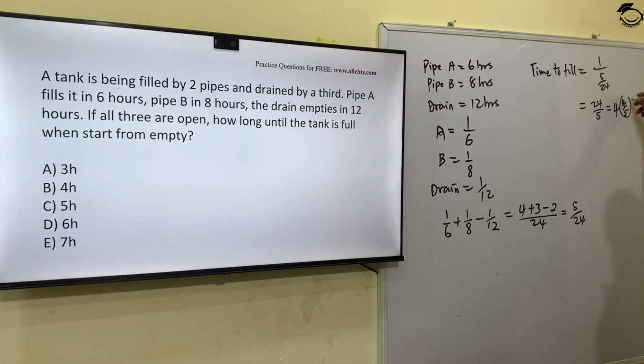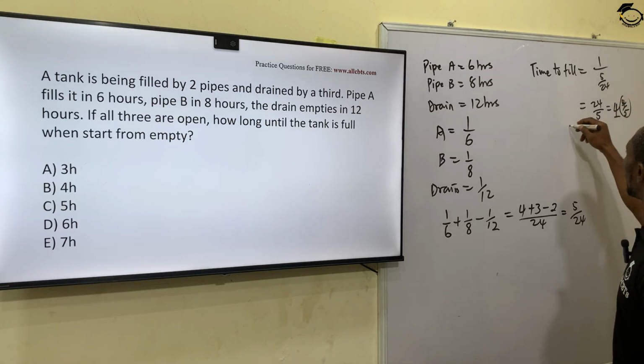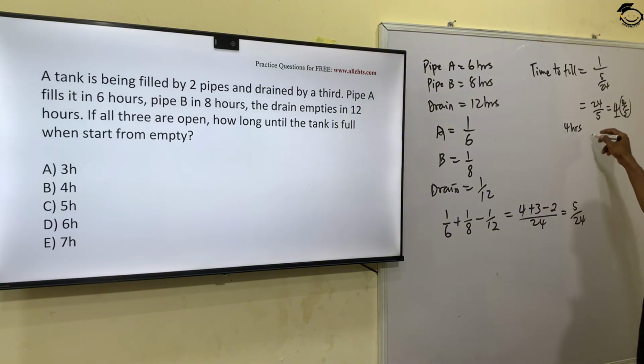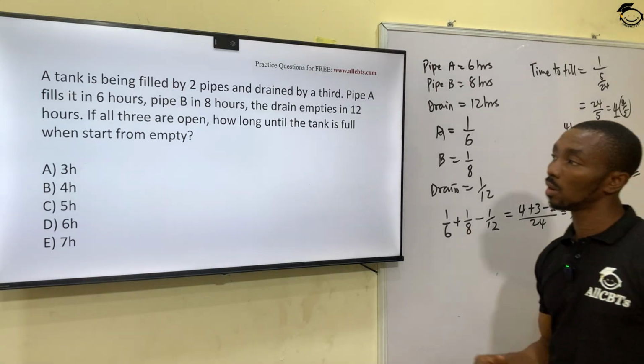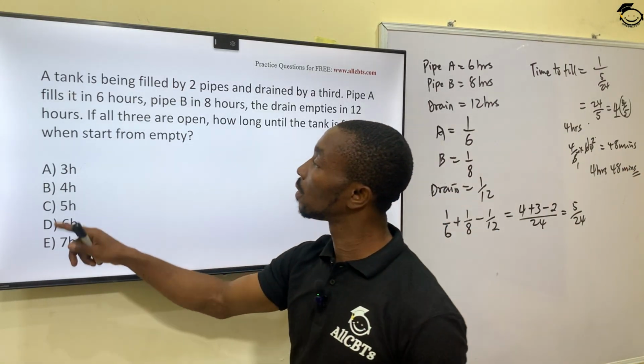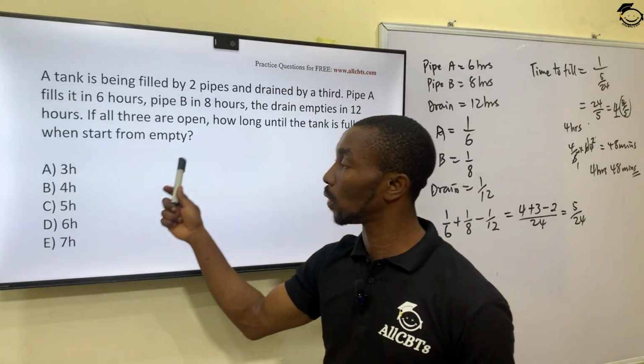Now converting this to minutes, so this is like 4 hours. So 4 over 5 times 60. 5 into 5 is 1, 5 into 60 is 12, and 4 times 12 gives us 48 minutes. So this will be 4 hours 48 minutes, which is approximately 5 hours. So it will take like 5 hours for the tank to get filled up.